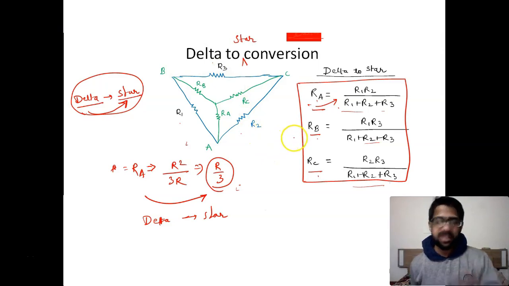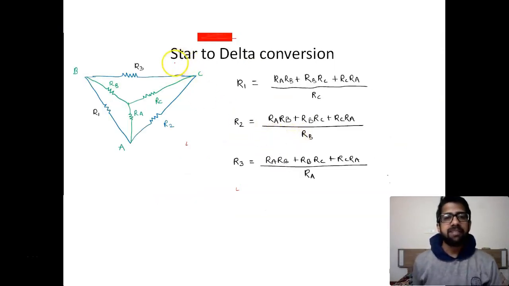Let us see how to convert star into delta. We are given star, that is the green, and we have to find the blue ones. Now again, these are the formulas for R1. R1 is equal to what? The sum of all the resistance multiplications: RA into RB, RA into RC and RB into RC, so each resistance multiplied by each other and added, divided by the resistance which is opposite to this particular R1. So if we have to find R1, the denominator will be RC.